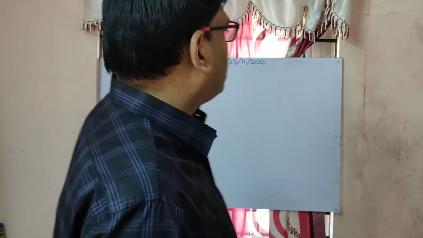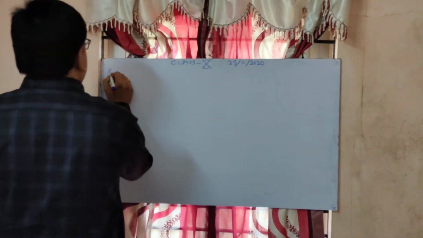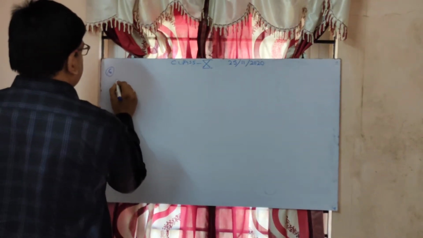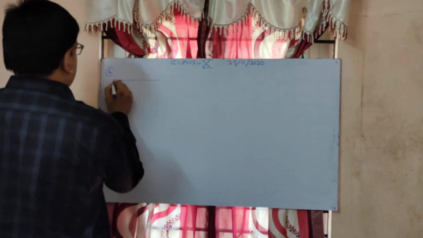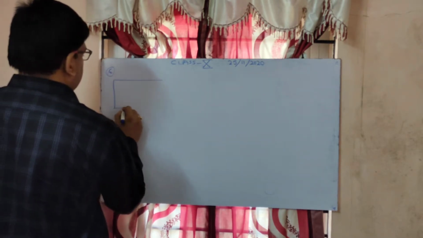The diagonal of a rectangular field is 60 meters. Whenever the word rectangular comes, first draw the figure. This is the 6th example. Draw a rectangle.